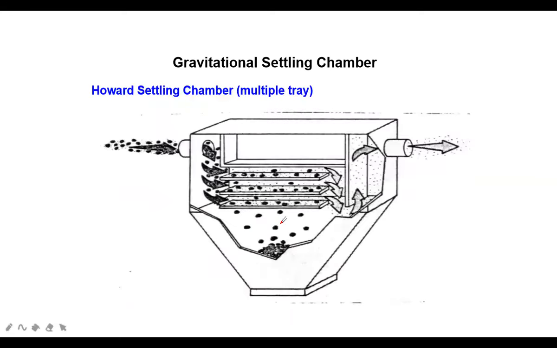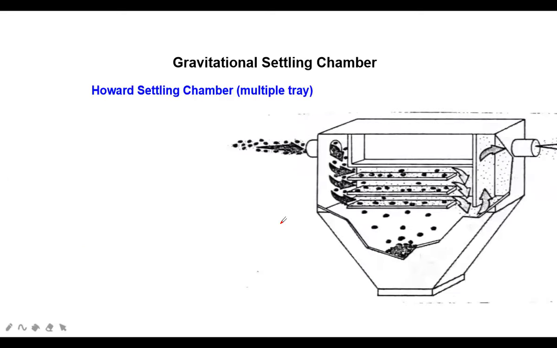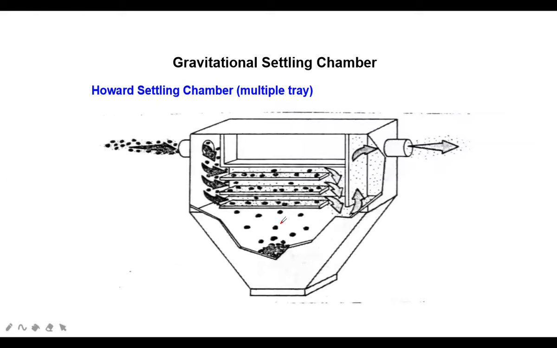Now see this. This is a further extension of a gravitational settling chamber. What is there? If I see this, it is a horizontal type. You need a huge area in the industry to install these kinds of gravitational settling chambers. This one is a multiple tray, which requires less area as compared to the first.